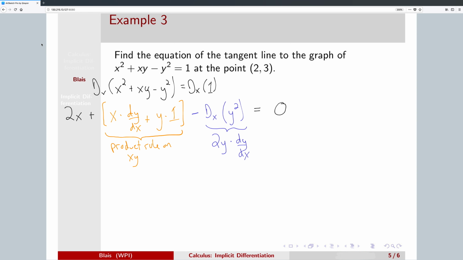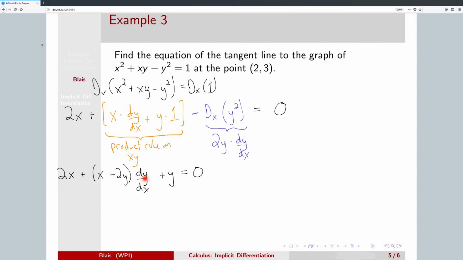So we have 2x plus, let's group our dy dx terms together. We have x times dy dx minus 2y times dy dx. So we have plus quantity x minus 2y times dy dx. What's left? We have a plus y equals 0. And again, now our goal is to solve for dy dx.